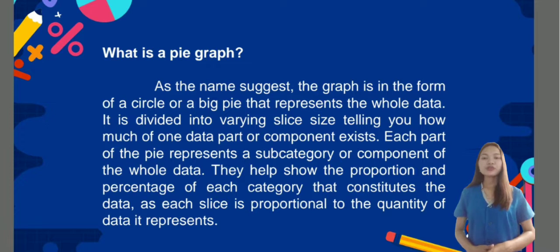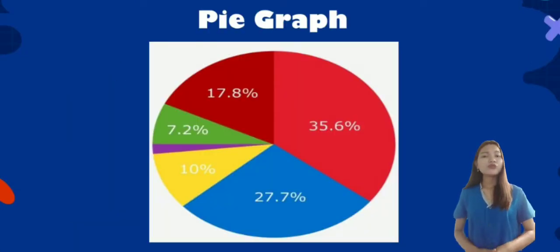Class, the main use of a pie graph is to show comparison. When items are presented on a pie graph, you can easily see which items constitute the biggest and least part or amount. For example, this pie graph, it's colorful, right? Very good. Thank you for participation, class.